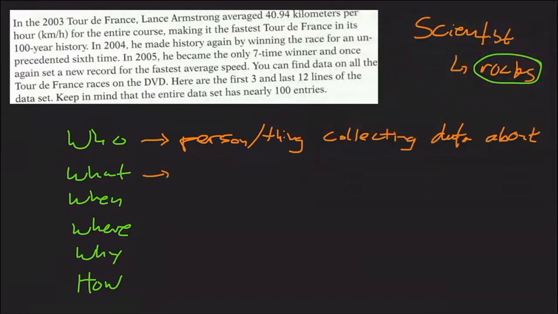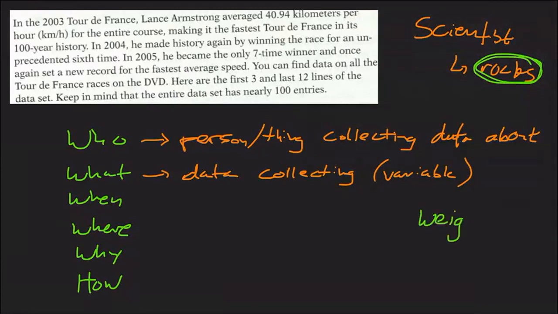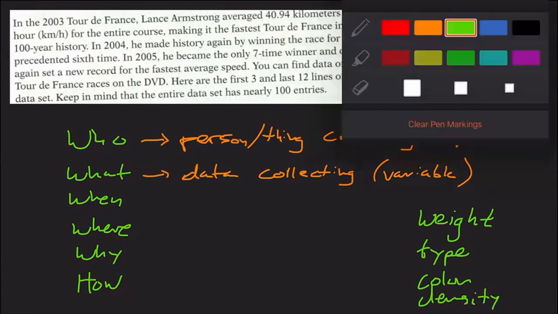What is the data we're collecting? It's basically the different variables we have. So we're the scientists studying rocks. What are the things, and we have our little notebook out, what are the things we're writing down? We're picking up each rock, we're gonna write down maybe the weight, the type of rock, the color, the density. What are the different pieces of information we're collecting about our who? That's the what. So it's just our variables.